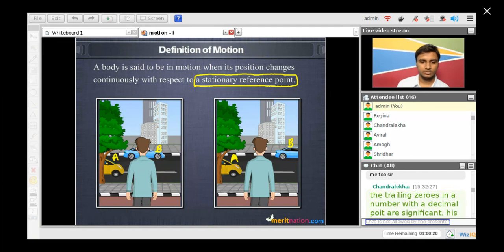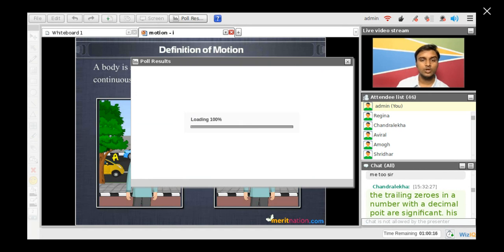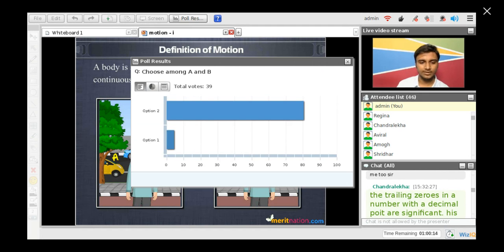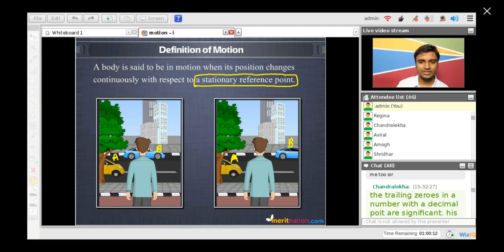Alright, so I'm going to show the results to every one of you. You can see that most of you have answered that option B is correct, and you all are right that car B is moving. And how can you say that? You can say that car B is moving because with respect to this building, which is stationary, the building is at rest, its position is changing. It is at this position. Now it is at this position. Initially it was here. So its position is changing.